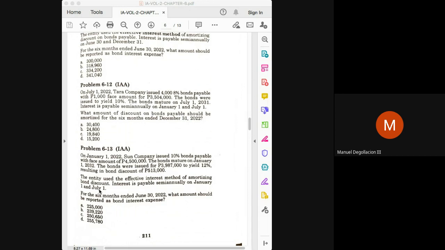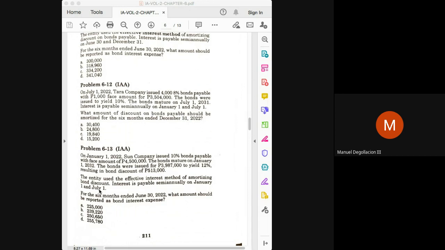Okay. So if you're asked how much is the amortization of the discount, it would be 14,220. Third possible question, how much is the balance of the discount after the first 6 months? How much is the unamortized discount? Again, you just deduct the amortization from the previous balance. How much is the previous balance of the discount? It's 513,000. Deduct 14,220, you would get 498,780. And fourth possible question, how much is the carrying amount?